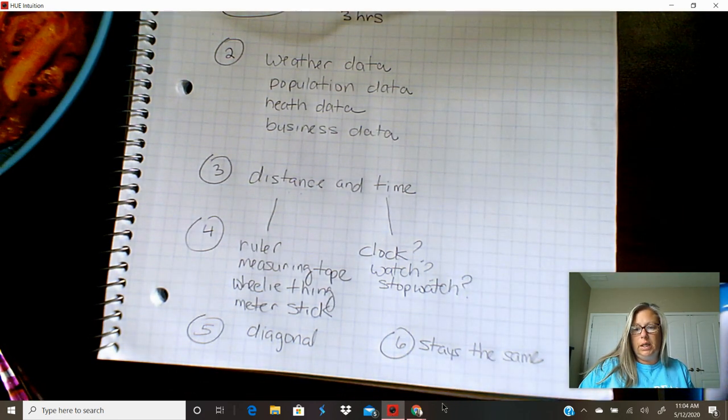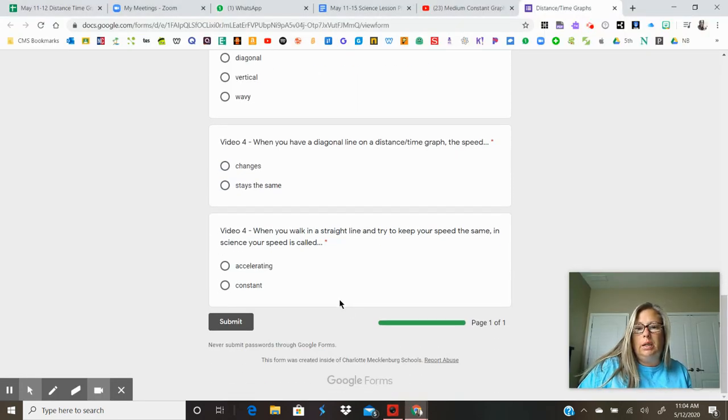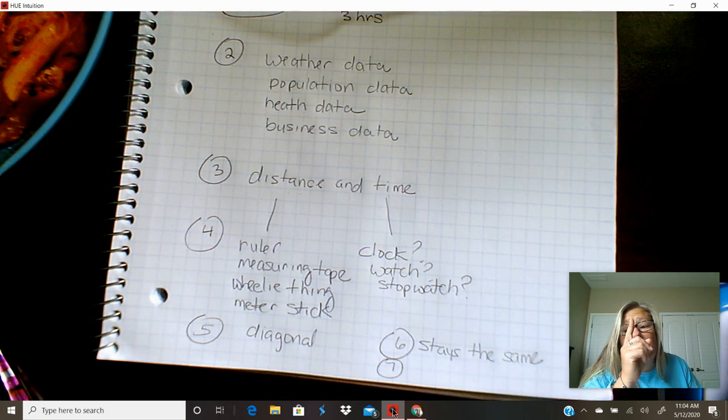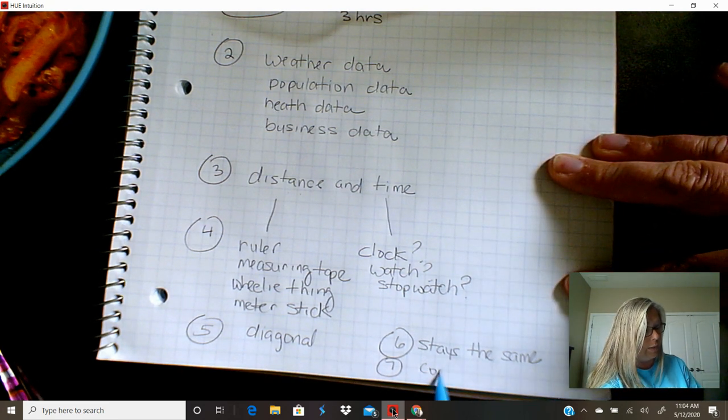All right, and let's take a look at the last question. When you walk in a straight line and try to keep your speed the same, in science, your speed is called, all right, constant is the answer for this one. So let's go back over to the paper because accelerating, if you remember from our last few weeks, acceleration is any change in velocity, which means any change in speed or any change in direction. When you have a constant speed on a line graph, you have a straight diagonal, and that means your speed stays the same, and the science word for that is called constant.